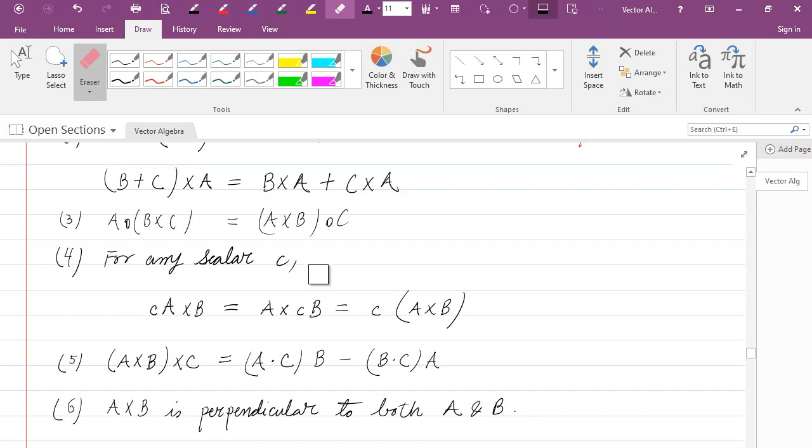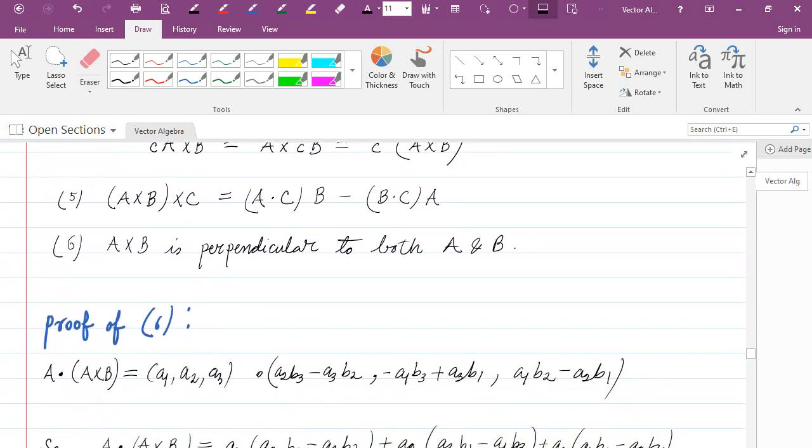For any scalar C, C times A cross product with B is the same as A cross CB, which is also the same as C times A cross B. So here when we write C, that's the scalar product. Here also CB, we're doing a scalar product, and then here you're calculating A cross B first and then multiplying by the scalar C.